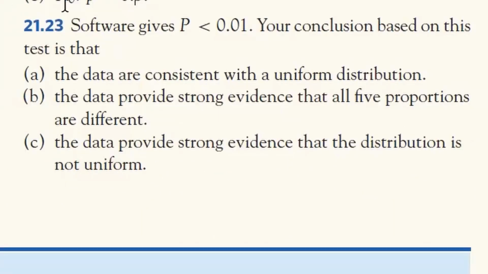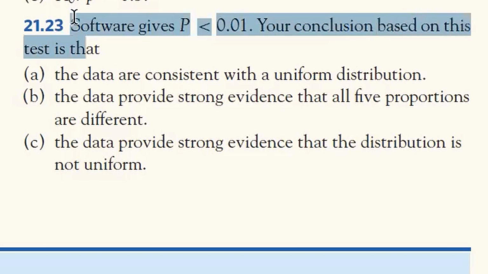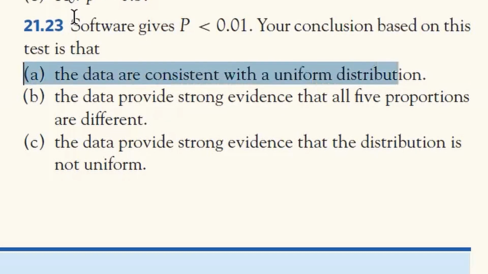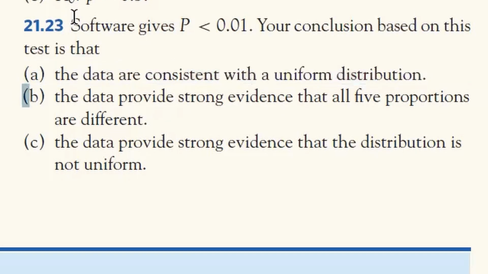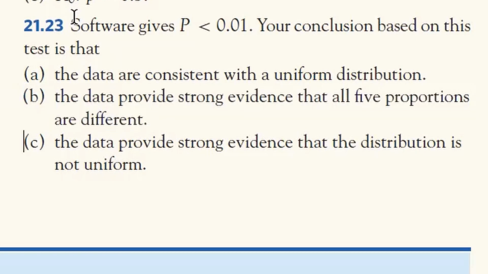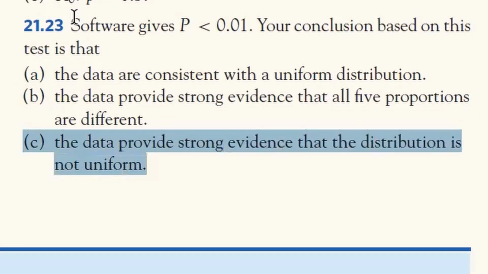And then if the software gives you a p-value of less than 0.01, your conclusion based on this test, right? This is sort of like your alternative hypothesis. A, the data are consistent with a uniform distribution. B, the data provide strong evidence that all 5 proportions are different. Or C, the data provide strong evidence that the distribution is not uniform.